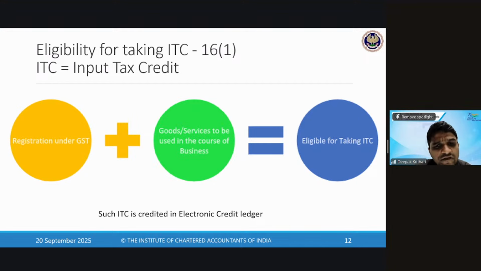सप्लायर ने रिटर्न फाइल करते वक्त अनरजिस्टर्ड सेल दिखा दिया होगा, so then you cannot claim it. He will have to mention it, वो उसको अमेंड करना पड़ेगा, and he has to mention your GST number, then you can claim it. ठीक है.